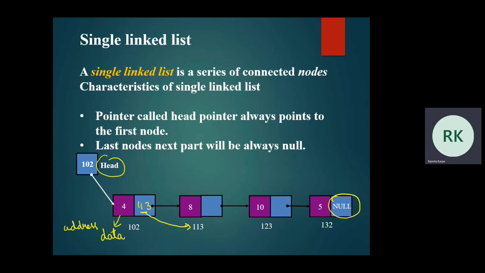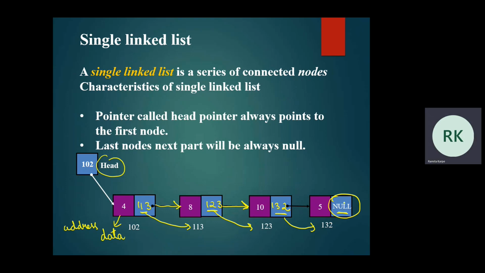Now go to 113. So we reach the second node. Now at this second node, I'll have to write the address of the third node. What is the address of the third node? It is 123. Fine. Now see, after writing 123, this link gets created. So this is called a single link. That's why it is called a singly linked list. Now go to 123, we reach the third node. Now I'll have to write the address of the next node. What is the address of the next node? 132.